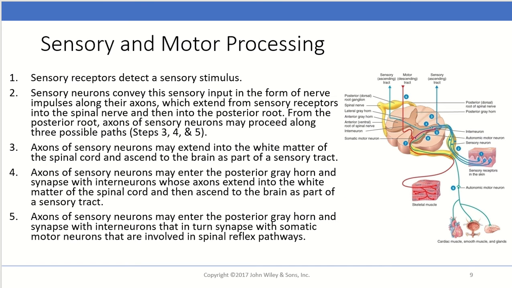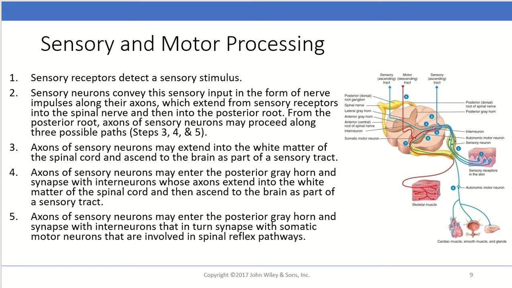So the first thing that has to happen is that sensory receptors are going to detect sensory stimuli. And then those sensory neurons are going to convey this sensory input in the form of a nerve impulse along their axons, which extend from the sensory receptors into the spinal nerves, and then into the posterior root. From the posterior root, those axons of the sensory neurons can proceed along one of three possible paths.